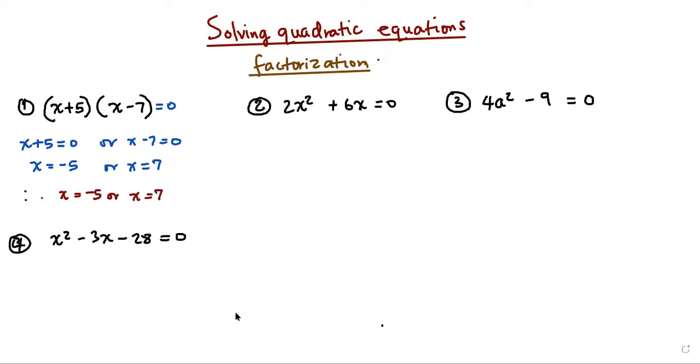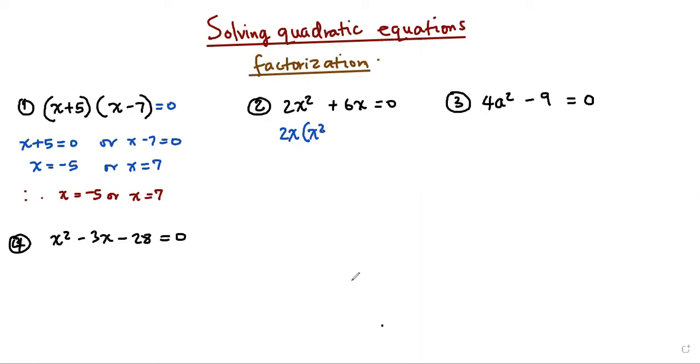Now, for number 2, this quadratic equation is not factorized. Now we need to factor it. So we look for a common factor of 2x squared and 6x. And we know that the common factor will be 2.